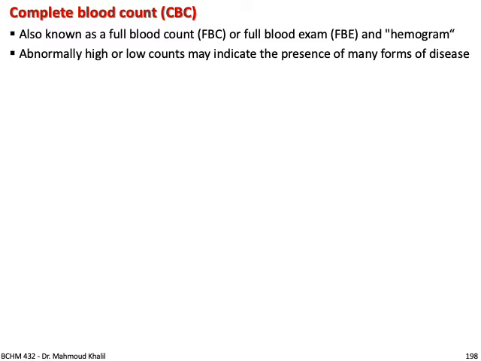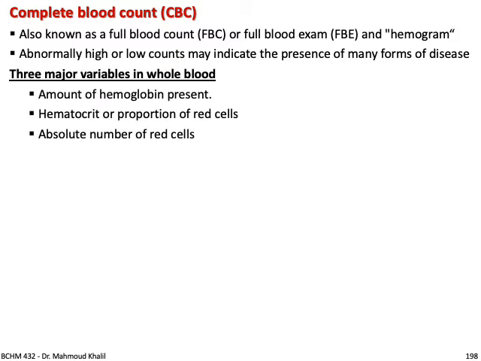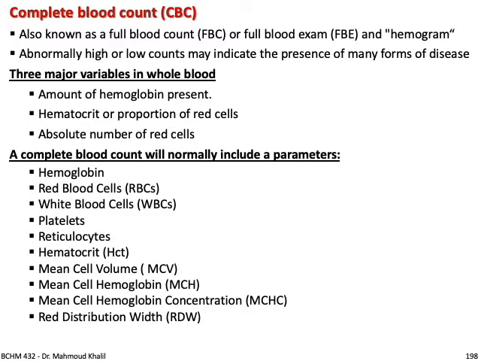CBC, complete blood count, is also known as full blood count, full blood exam, or hemogram. Abnormally high or low counts may indicate the presence of many forms of disease. There are three major variables in whole blood: the amount of hemoglobin present, the hematocrit or proportion of red cells, and the absolute number of red cells. A complete blood count will normally include all of these parameters, which we're going to talk about in detail in the next slides.